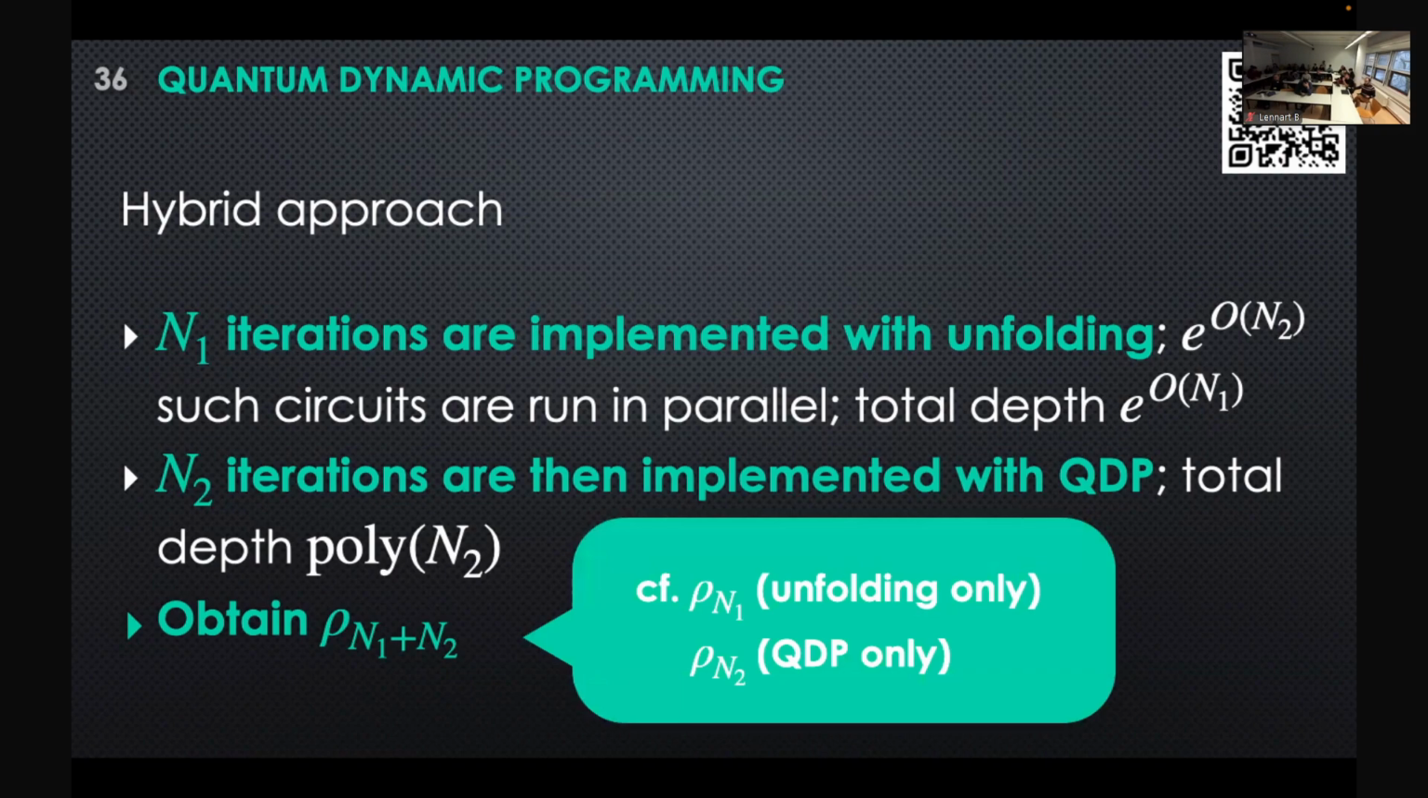If you compare this to a non-hybrid approach, when you only use the unfolding, because of the circuit depth restriction you'll only be able to prepare rho N1. And if you only use QDP, because of the circuit width restriction, you will only be able to prepare rho N2. So by hybridizing these two approaches, for a fixed quantum device that has a limit on circuit depth and circuit width, you can optimize the utility of that device.